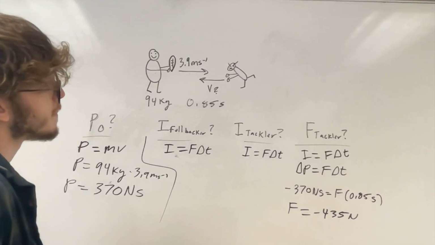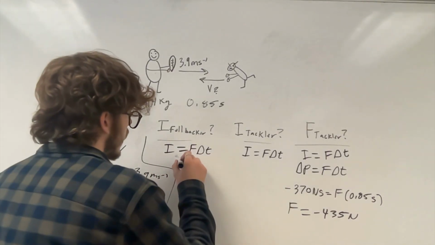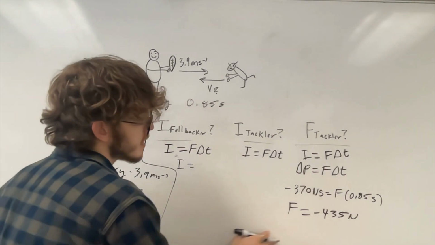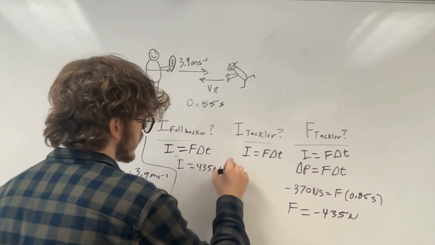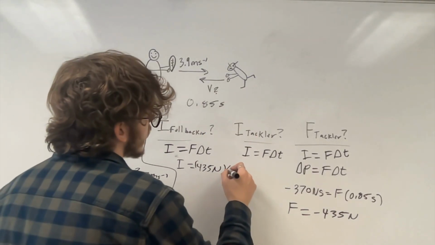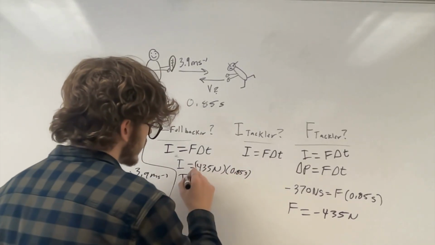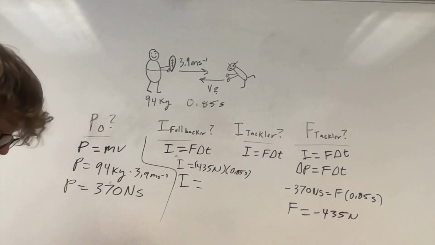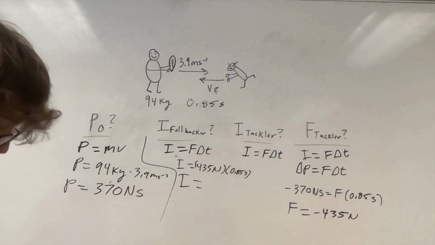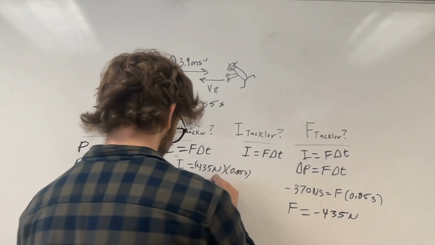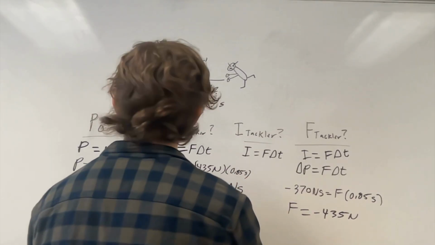So the impulse of the fullbacker, what is that? Well, we know that impulse is equal to that force. He's applying 435 newtons of force over a 0.85 second interval. If we do the math, 435 times 0.85, we are going to see that we have an impulse of 370 Newton seconds.